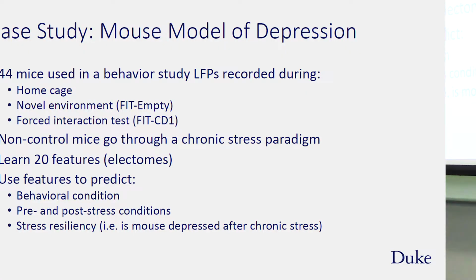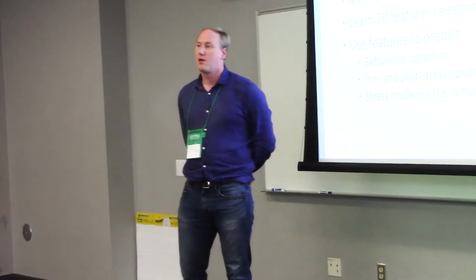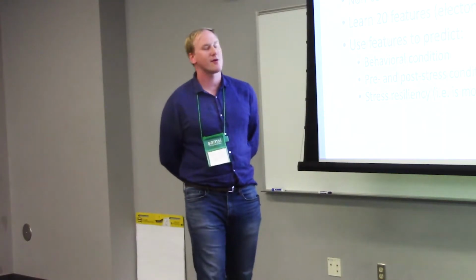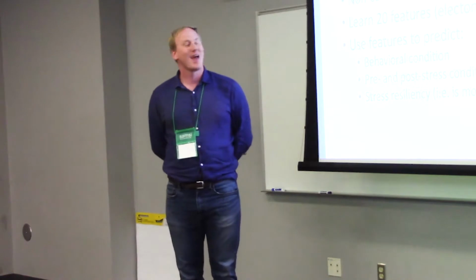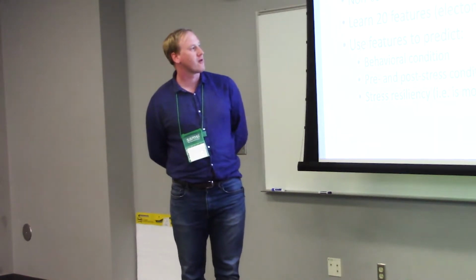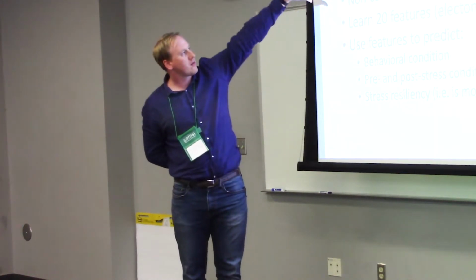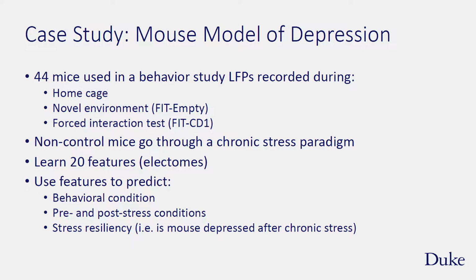Then you have a forced interaction test where the mouse interacts with a large threatening mouse, and so they're very stressed. So you have three different levels of stress. We're going to run this twice, with two groups of mice. Some of the mice are non-control mice that go through a chronic stress paradigm, designed to figure out which of these mice are susceptible to depression or not. Then we have control mice that don't go through anything in between. They should be the same before and after.